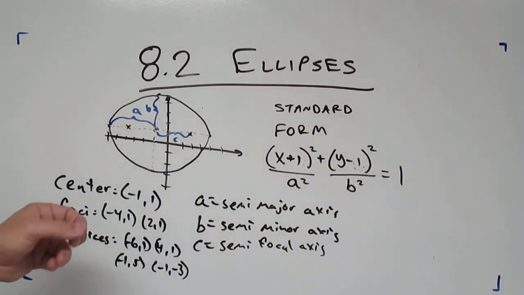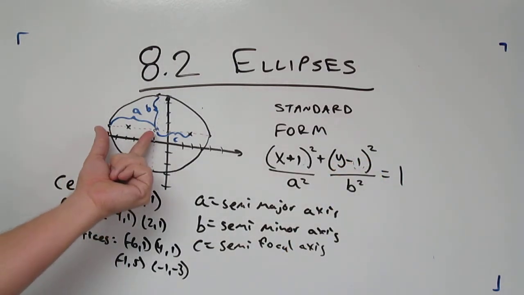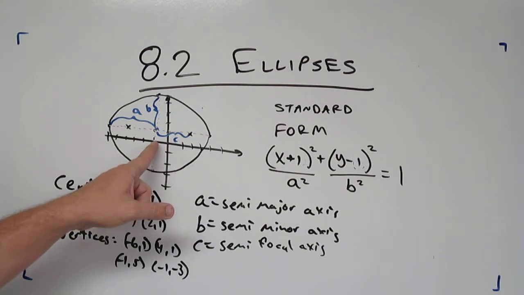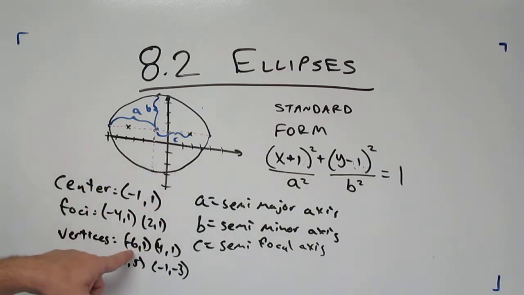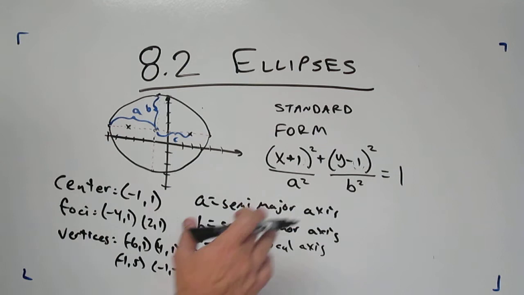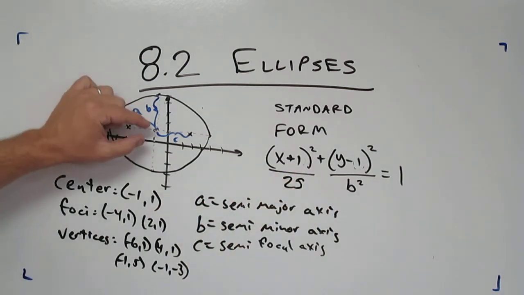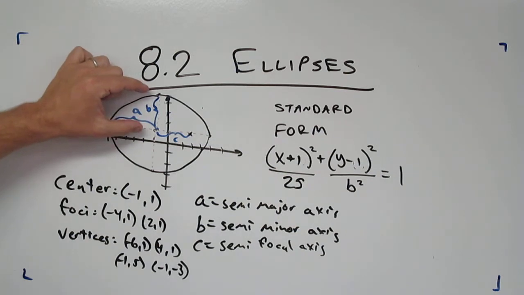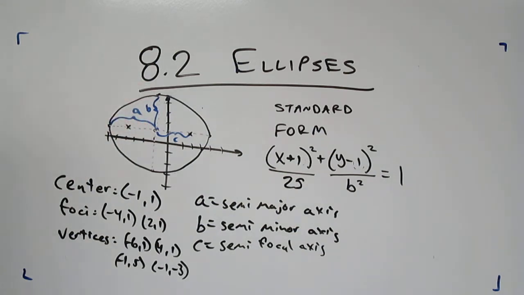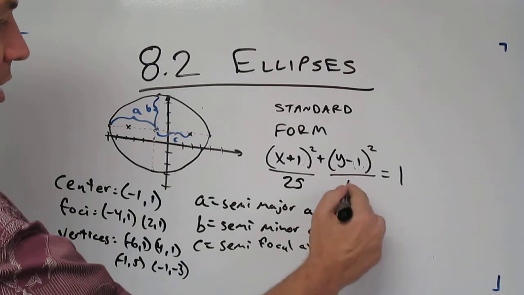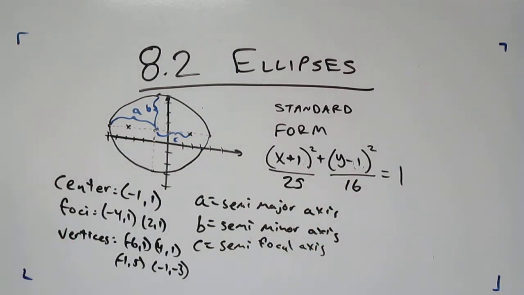Now my semi-major axis, A, since I'm going from the center to the vertex at (-6, 1), A is going to be 5. So in the denominator I would have 5 squared. And B is going to be 4, because I go from the center to the top there. So this would be B squared. There is a Pythagorean relationship between A, B, and C. In an ellipse, A squared is equal to B squared plus C squared.